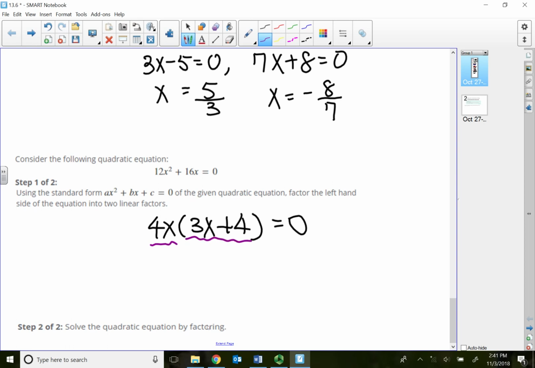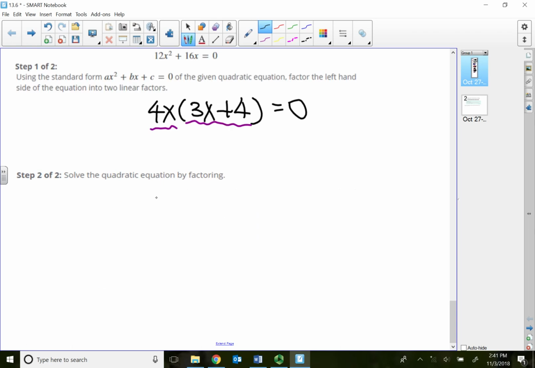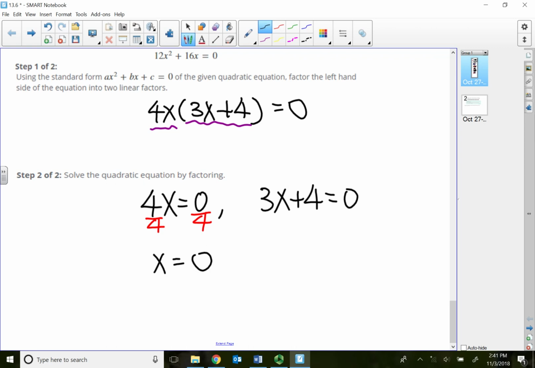So when it comes to solving the quadratic equation, where we set each factor equal to 0, we always set the factors containing the variable equal to 0. So we set 4x equal to 0. We set 3x plus 4 equal to 0. So when we set 4x equal to 0, the only thing I can do is divide both sides by 4. Therefore, my answer, 0 divided by 4 is 0.